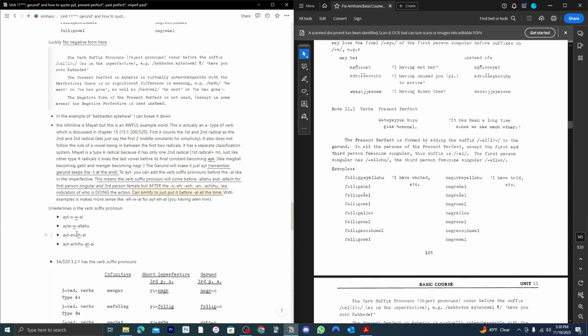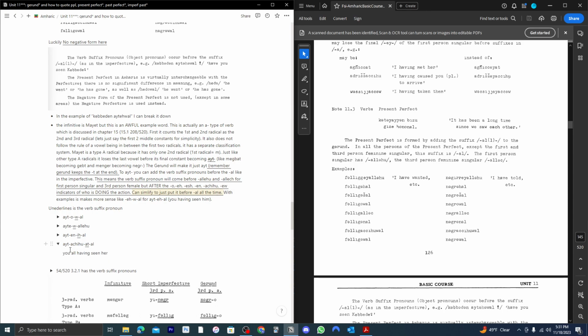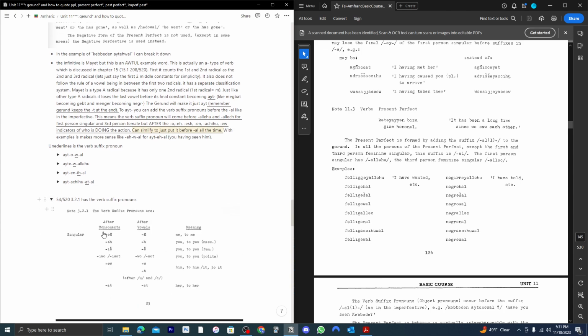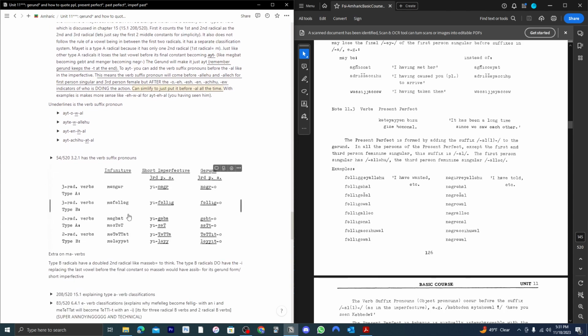You need more context. You can't just say these by themselves. By the way, you need more context around them. I'm just keeping them here in an isolated situation to kind of simplify them. And then I at chuhu at al. So you all having seen her, you all having seen her. Hopefully those are correct. I'm not 100% sure. And again, here are the verb suffix pronouns just underneath to help.